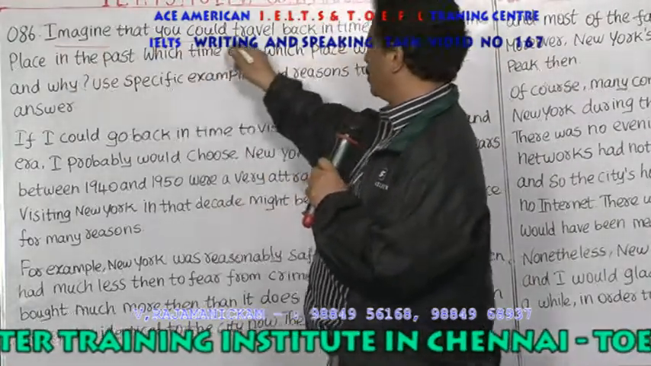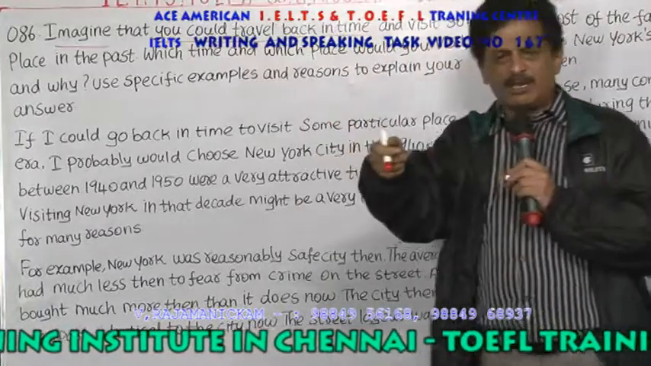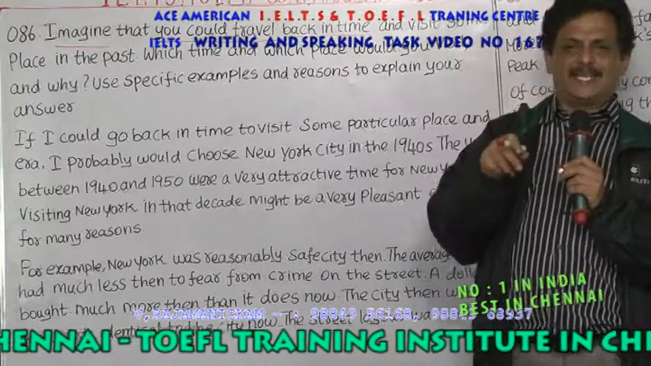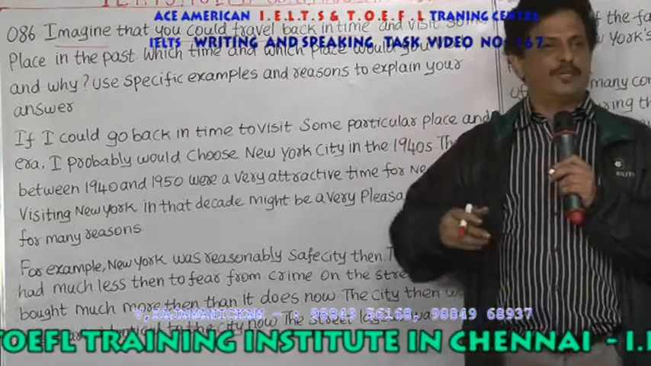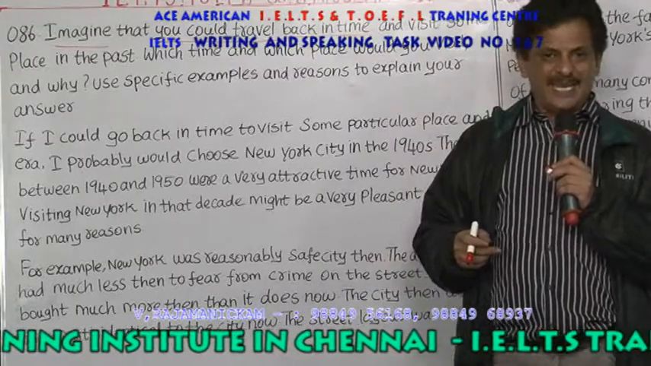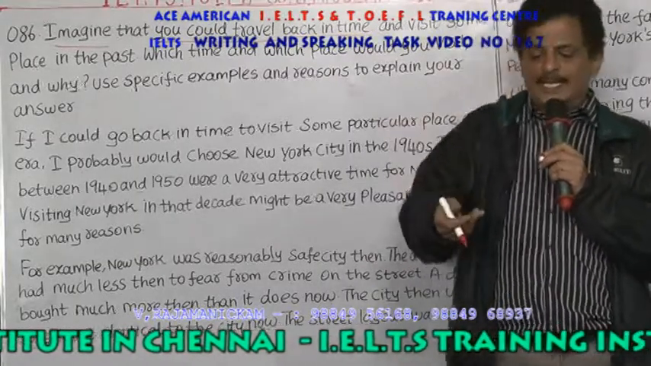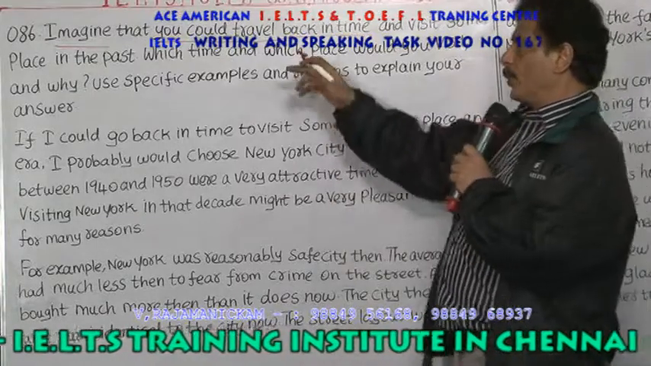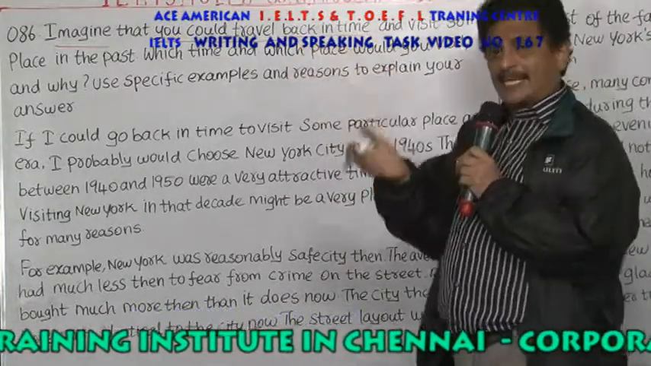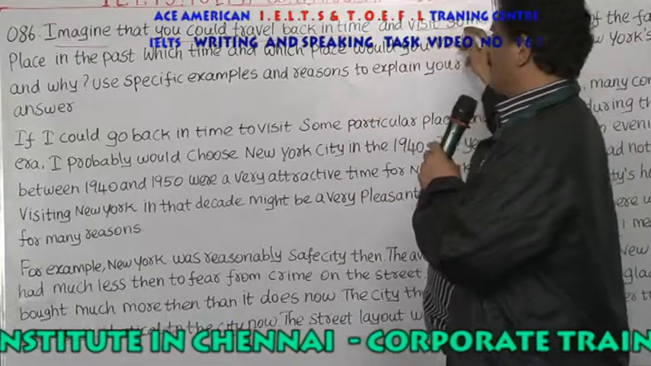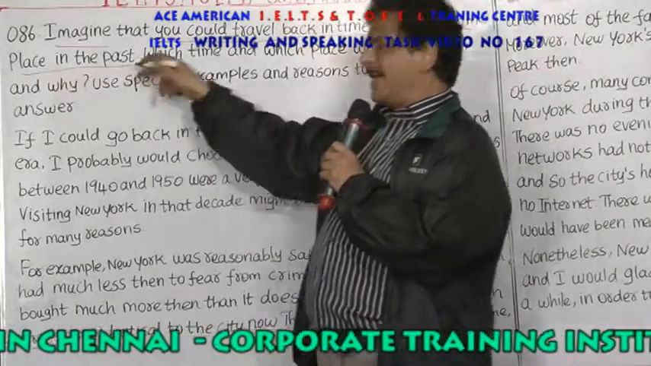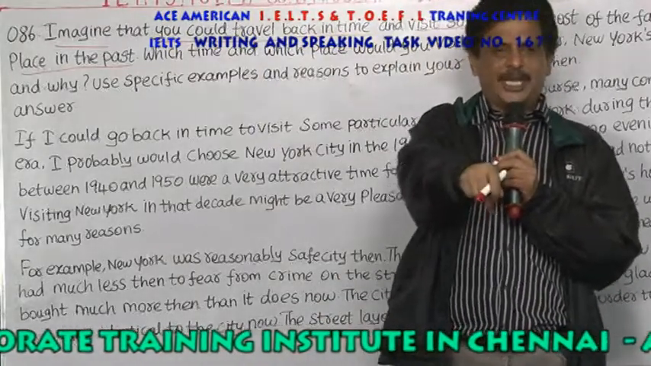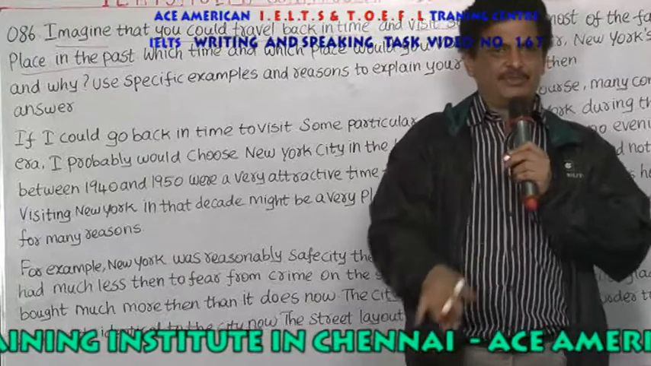The topic goes like this: imagine that you could travel back in time. Rewinding, not fast forwarding. Fast forwarding means going ahead, like 2014, 2015. Rewinding means you are going back in time. So imagine that you could travel back in time and visit some place in the past. So place and time are involved. You're rewinding your time and going back in history.